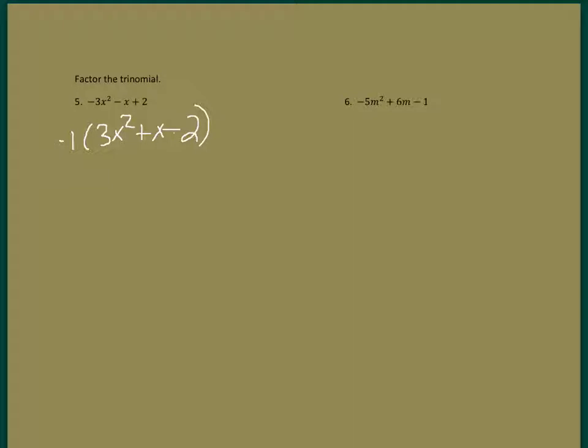So now you have 3 times negative 2 is negative 6. What multiplies to negative 6 and adds to positive 1? Well, positive 3 and negative 2. So what can I multiply 3 by to have it equal 3? 1. What can I multiply 1 by to have it equal negative 2? Negative 2. Check. Is negative 2 times 1 negative 2? Yes. And don't forget to bring down that negative 1.